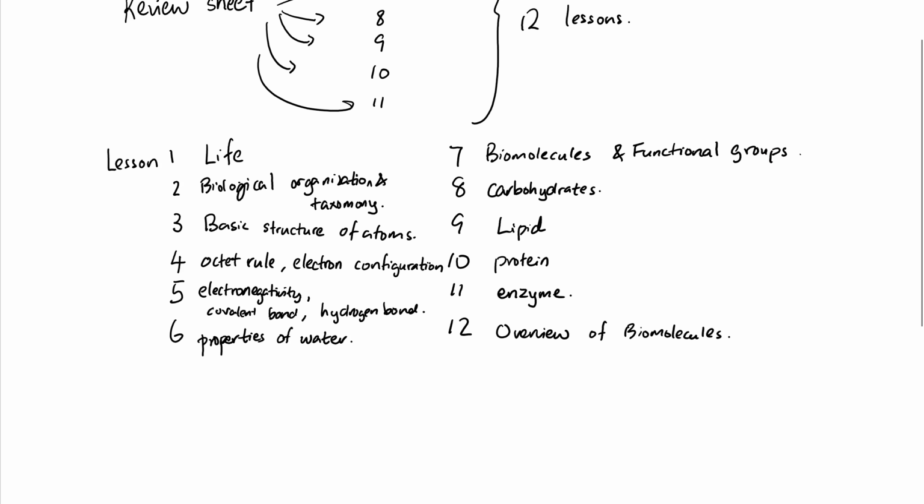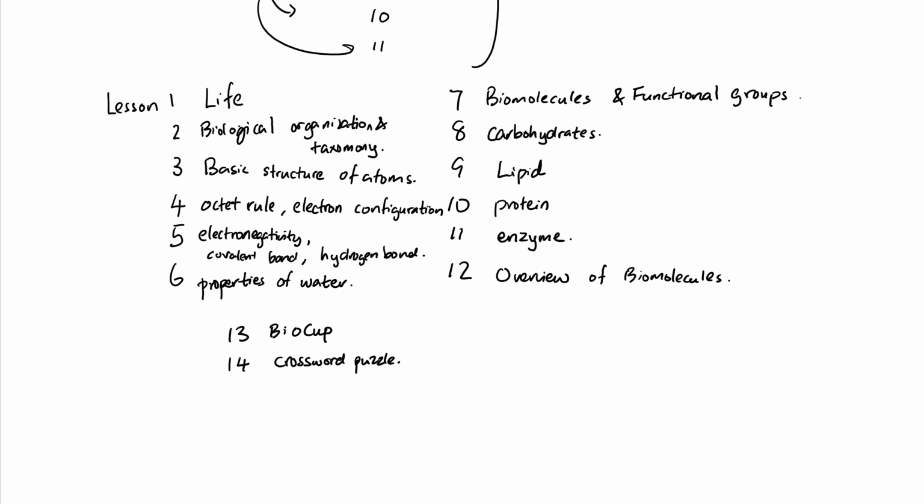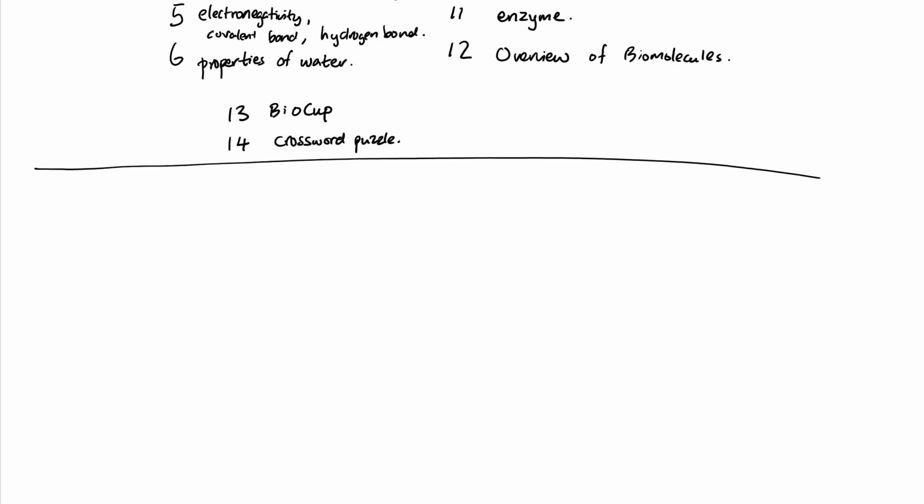And then we have lesson 13, which is the biocarb, which is another review of all the biomolecules. Lesson 14 is a crossword puzzle, which is an overarching review from lesson 1 to lesson 12. So I guess that addressed the question, why are there so many lessons in one test? The next question is, could you go over all the bonds, such as ionic, hydrogen, polar, nonpolar, and covalent?